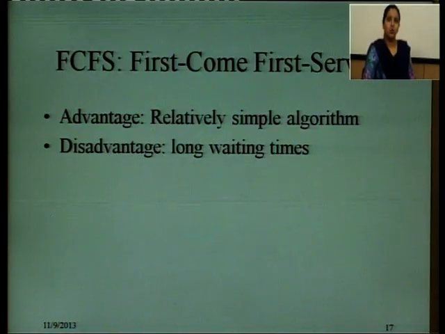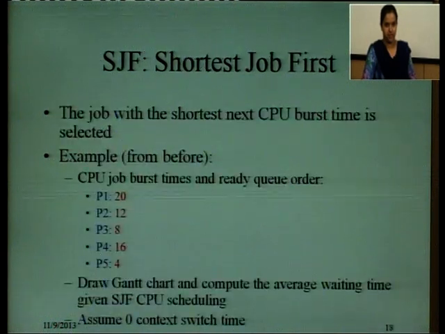Then what is the advantage of first come first serve? Relatively, it is a simple algorithm. As the processes are coming, we are executing them. It has the disadvantage that those processes which come later or last have a long waiting time. So this is the disadvantage of FCFS.